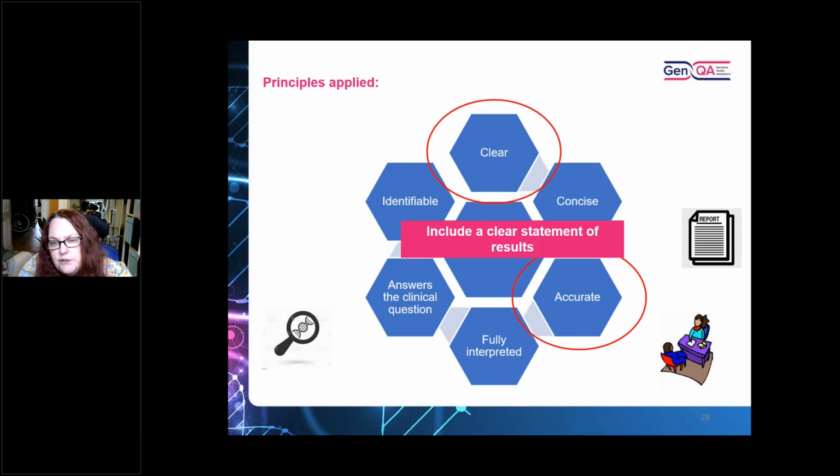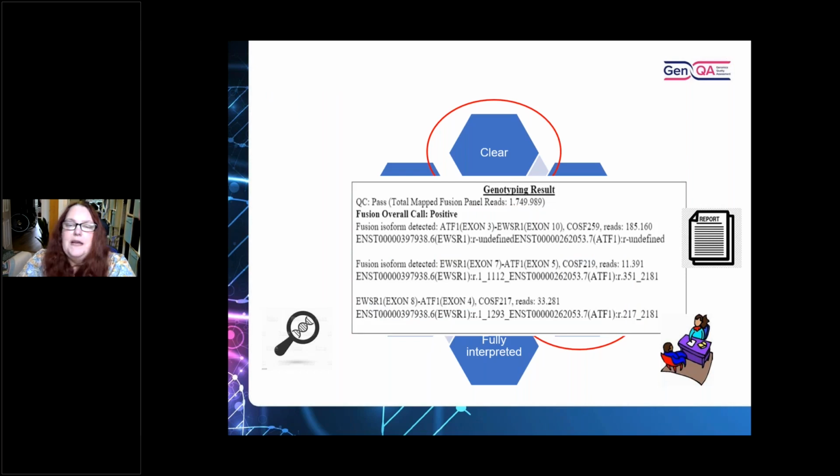In addition, you want to really have a clear statement of results, and I've got another example of a report which I feel didn't have a clear statement of results. And next slide. Has it gone? Here we go. So this was a result.